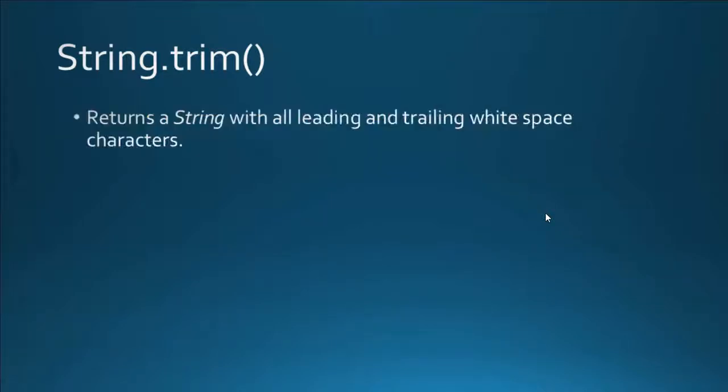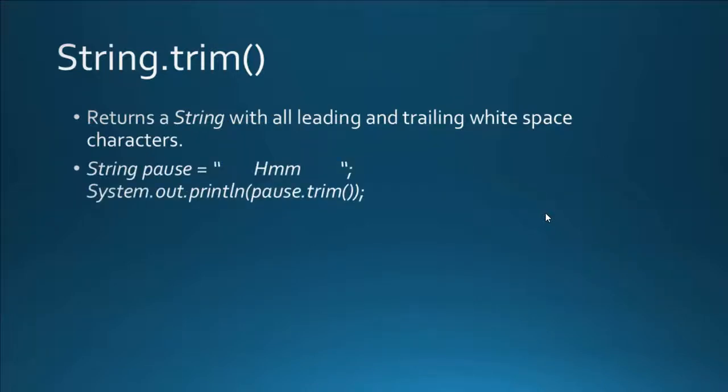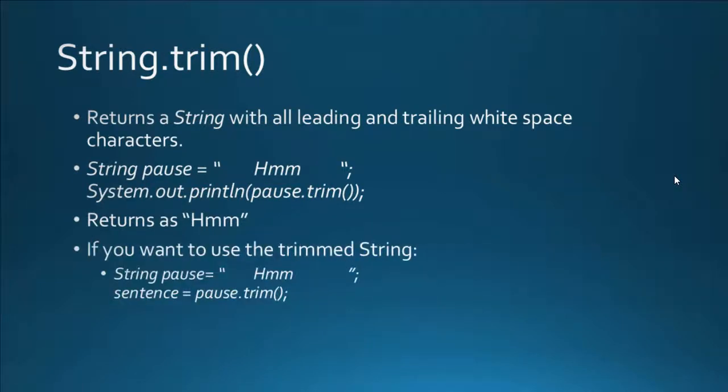Next we have string.trim. string.trim returns a string with all leading and trailing whitespace characters removed. So here I have String pause equals "  Hmm  ", and you can see there's an extra bit of spaces before it and after it. So I'm going to do System.out.println(pause.trim), which is now just going to return "Hmm". If you want to use this trimmed string, we can do similar to how we did before. String sentence equals pause.trim, and so sentence would have just "Hmm".